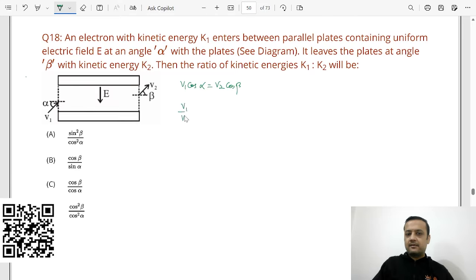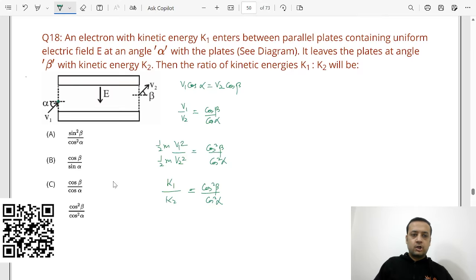So v1 by v2 will be equal to cos beta by cos alpha, which means if you square this equation, v1 square by v2 square will be equal to cos square beta upon cos square alpha. Now I can multiply half m. This becomes the kinetic energy of the electron at this location divided by the kinetic energy of the electron at this location. That will be equal to cos square beta divided by cos square alpha. So K1 by K2 will be cos square beta divided by cos square alpha. Option D will be the answer.